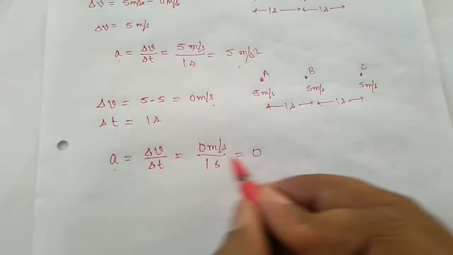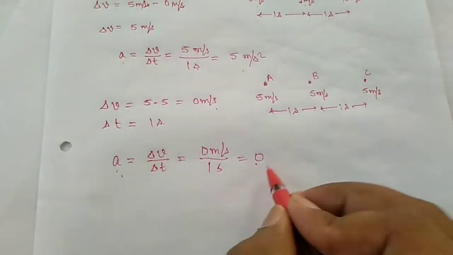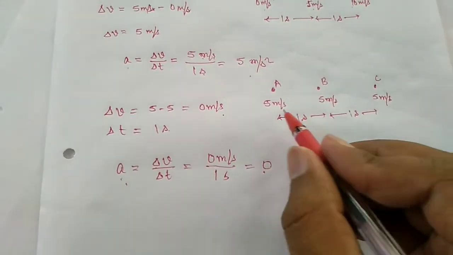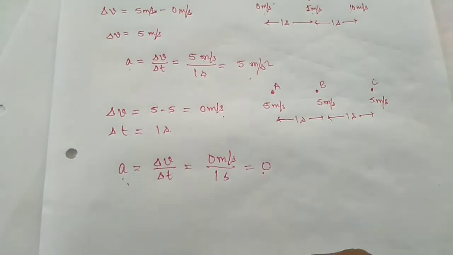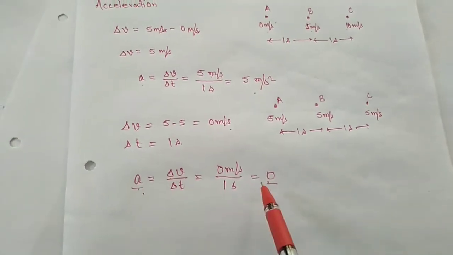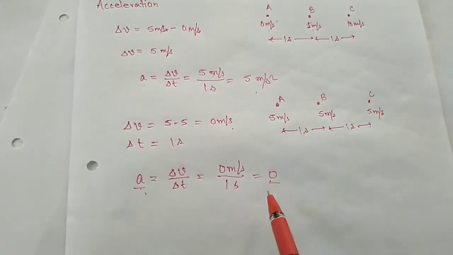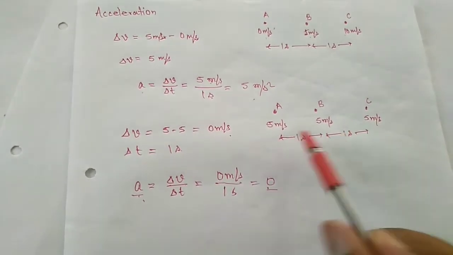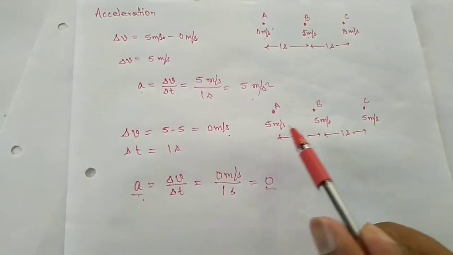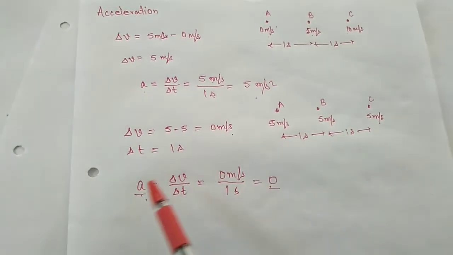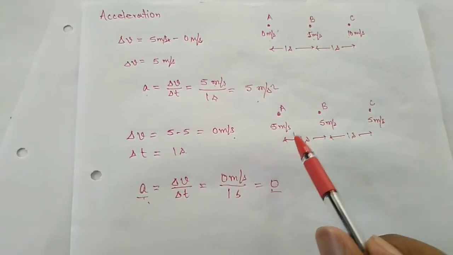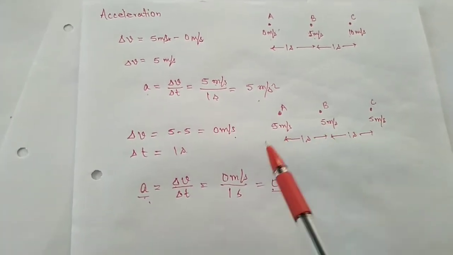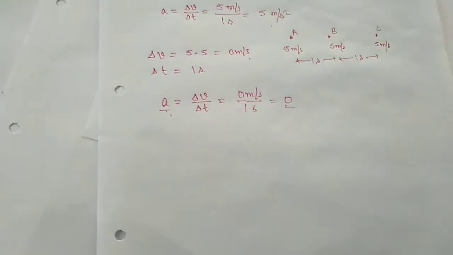Acceleration 0 doesn't mean that the object is at rest. Acceleration 0 means the object is moving with constant velocity. So acceleration 0 doesn't mean that the object will always be at rest. Here see, the object is in motion, moving with constant velocity. So if acceleration is 0, it means either the object is at rest or it is moving with constant velocity like this. So let's see the expression now.